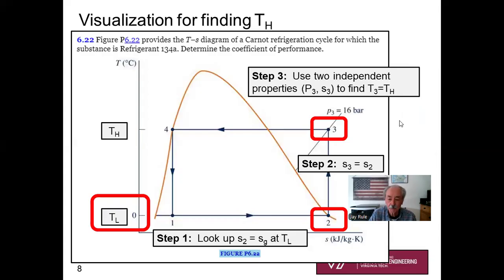All right, so here we go. We will look up S2 using the temperature table for the refrigerant. We've now got S2, that's step 1. Step 2, we recognize that S3 equals S2. Now we've got 2 independent properties, S3 and P3. We'll use that to determine T3, and that equals TH.